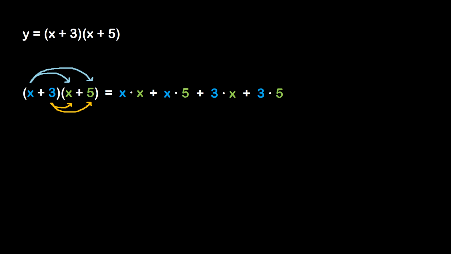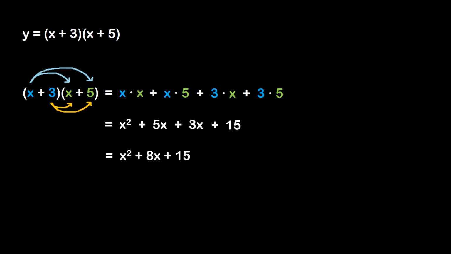Okay, so I've basically labeled the values in the first pair of brackets with blue, and labeled the values in the second pair of brackets by green. And so we can see how exactly we multiply each of these terms. So of course we have that x times x is equal to x squared, x times 5 is 5x, 3 times x is 3x, and 3 times 5 is 15. And then 5x plus 3x is 8x, so that gives us x squared plus 8x plus 15.